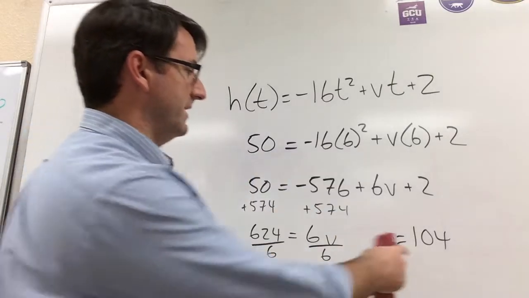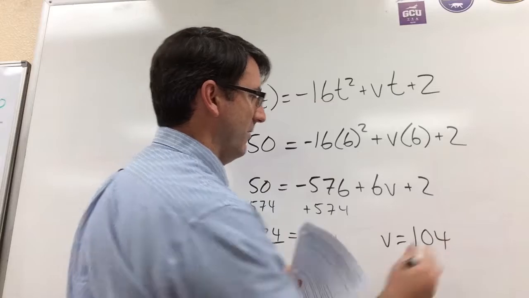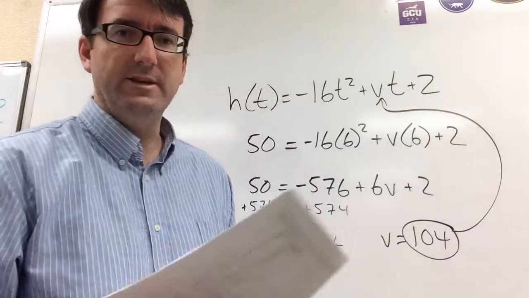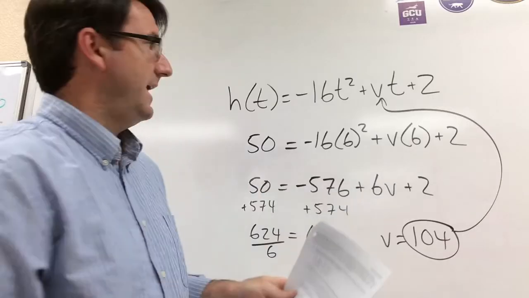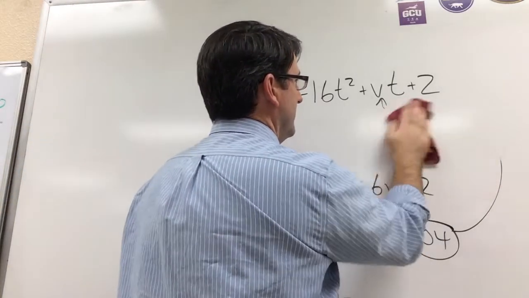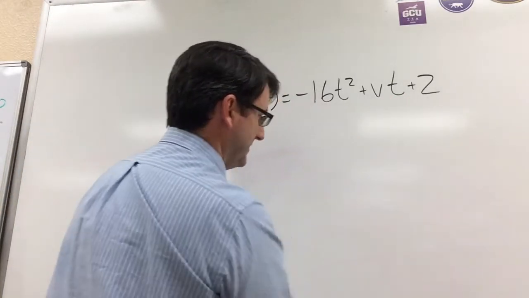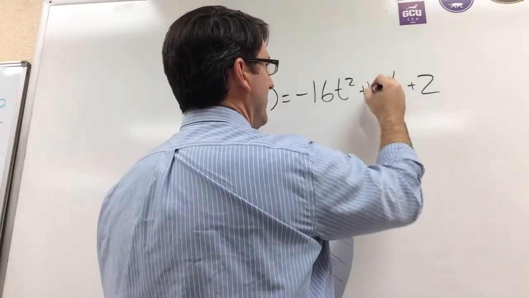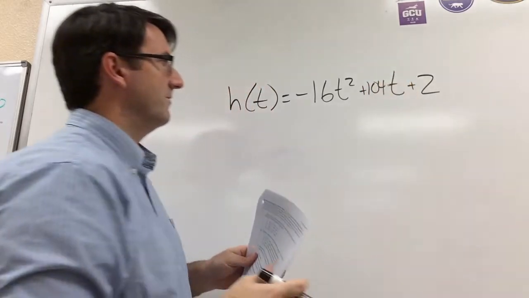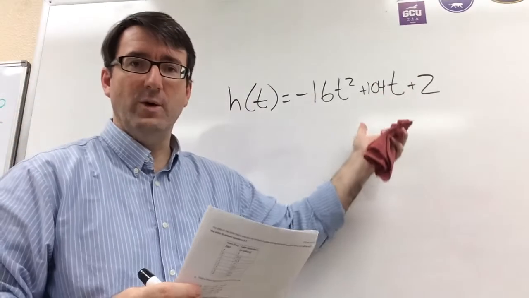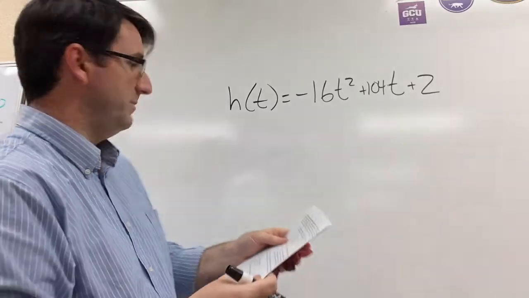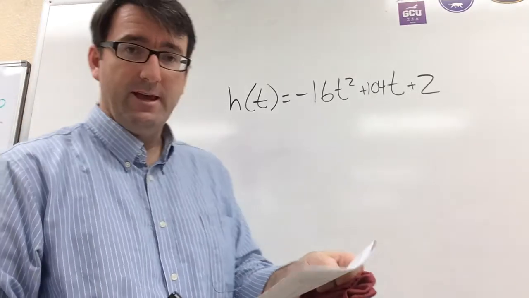All right, so now we can take that 104 for v and plug it back into our initial equation, and then we'll be done. So let's go back to our initial equation. We're going to plug in 104 for v, and that's the equation describing the height of this ball over time. And that would be A for number 9.